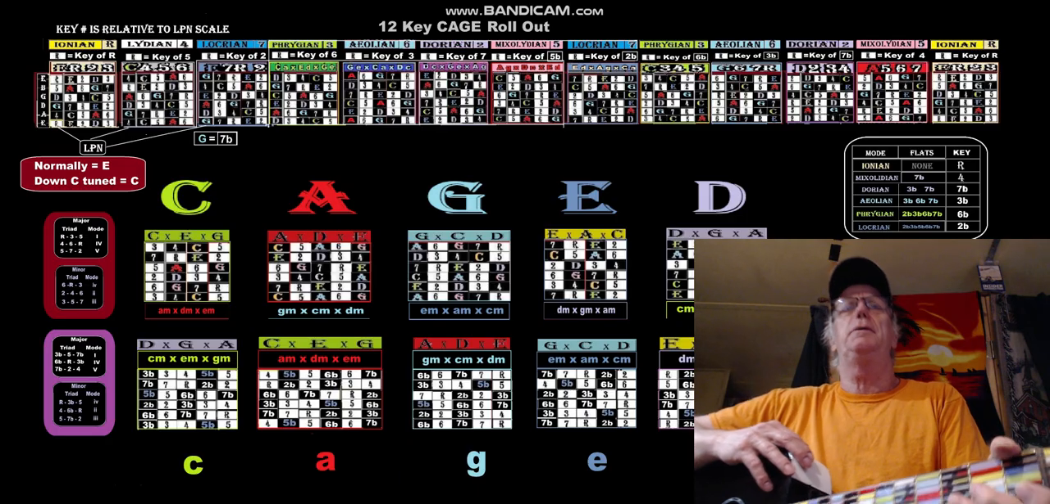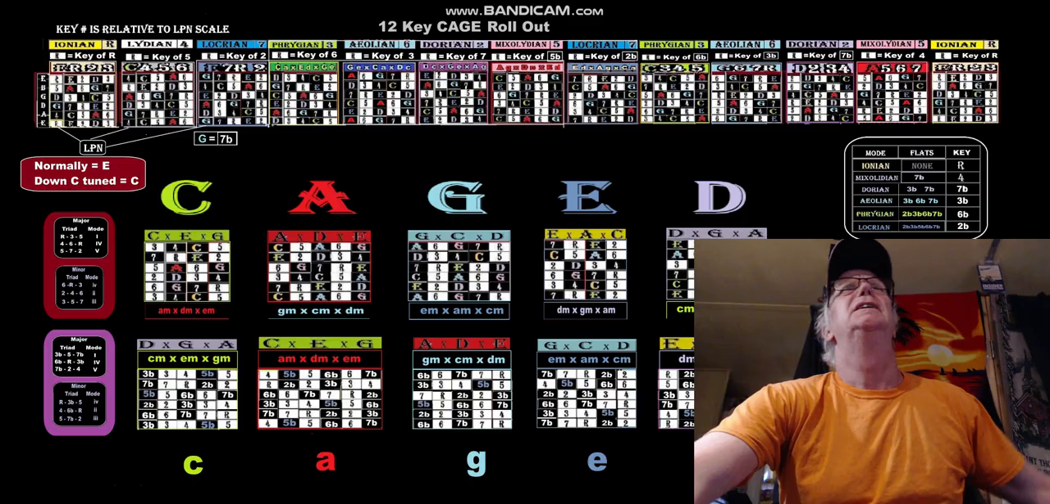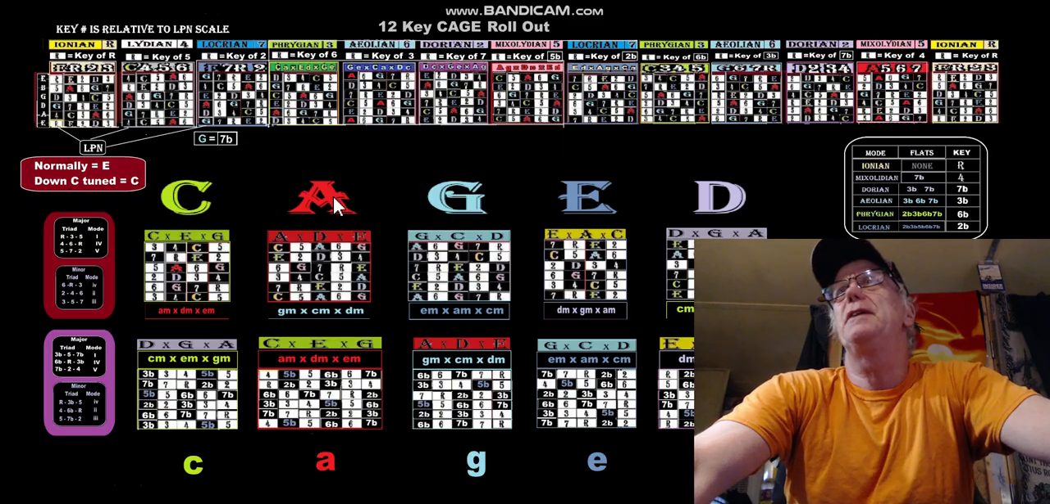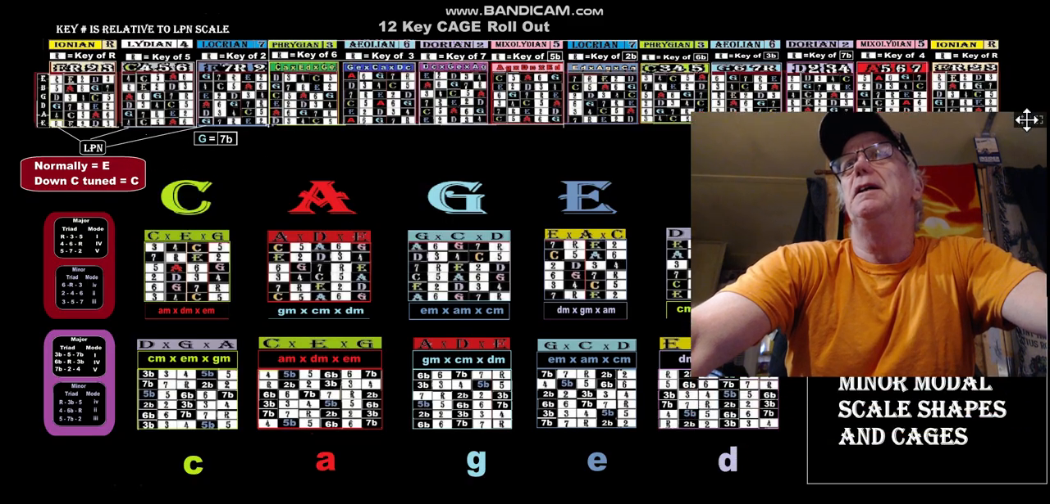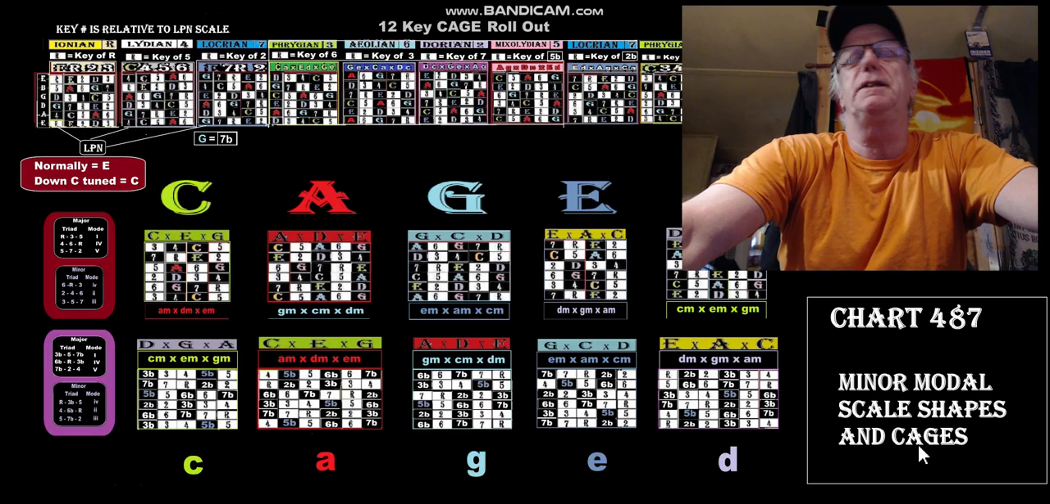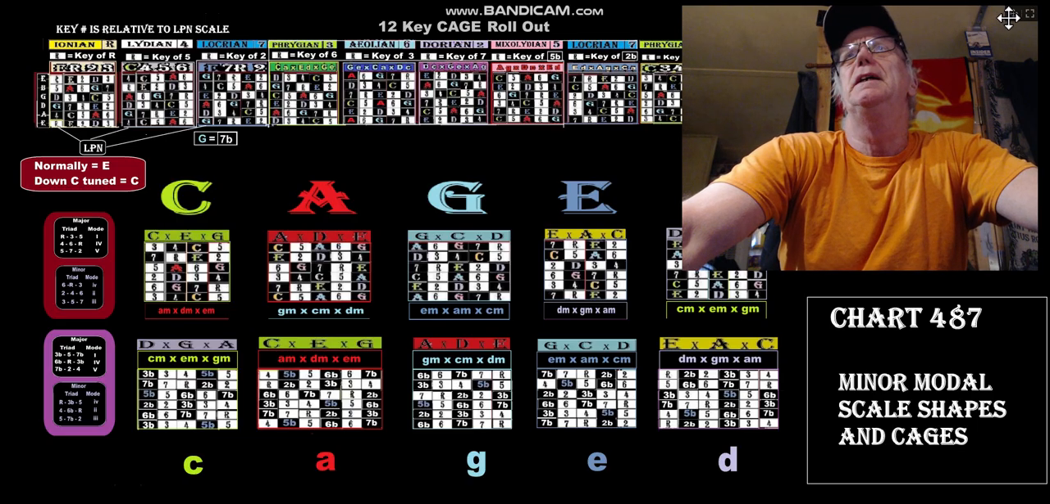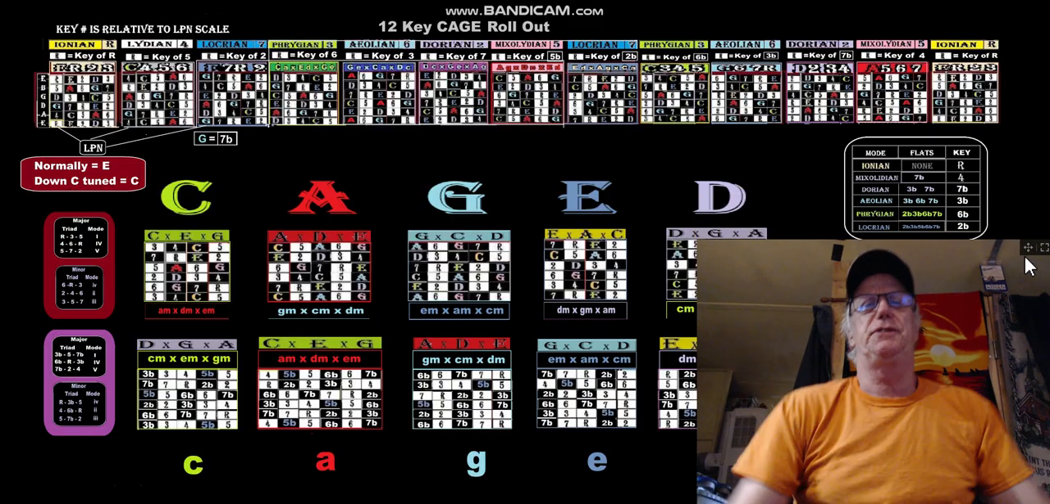So what's going on with this chart 487? It's simply titled 487 on the file name. But as I had promised, I said let's see if we can make a minor modal scale shapes and cages system. I don't like to use the word system because that sounds difficult, right?